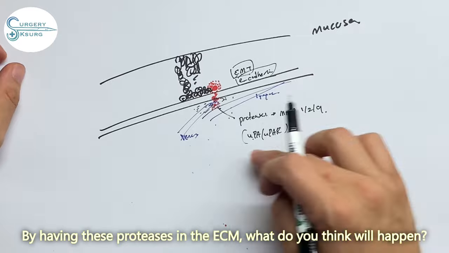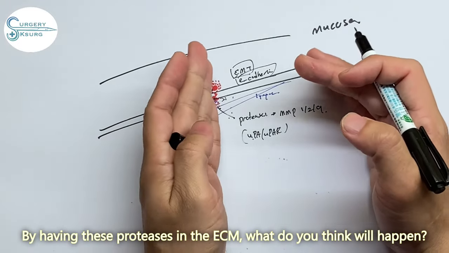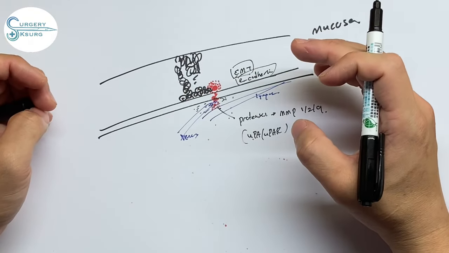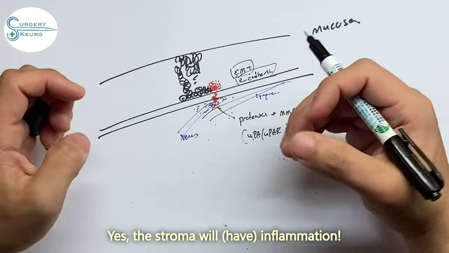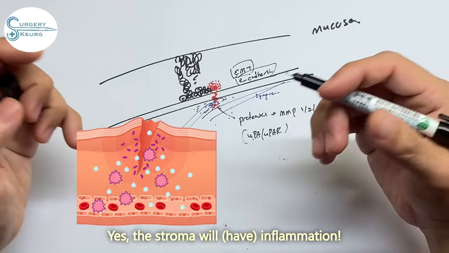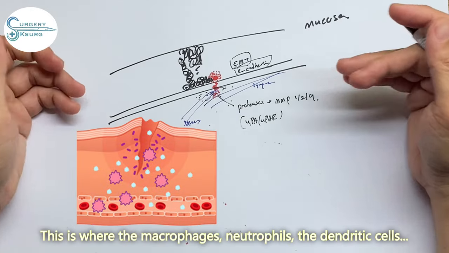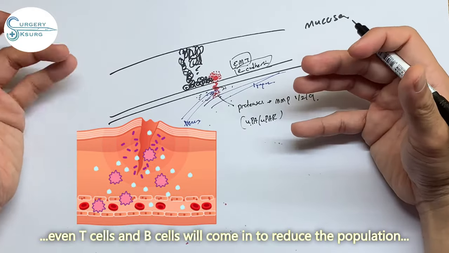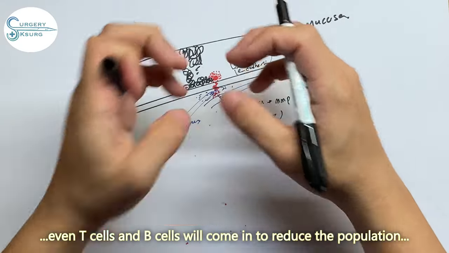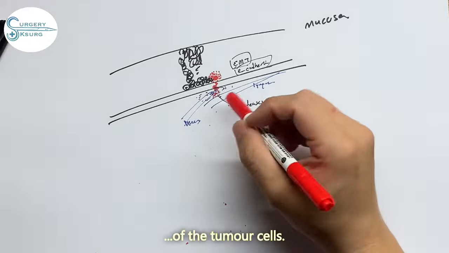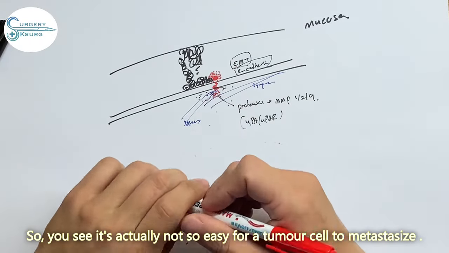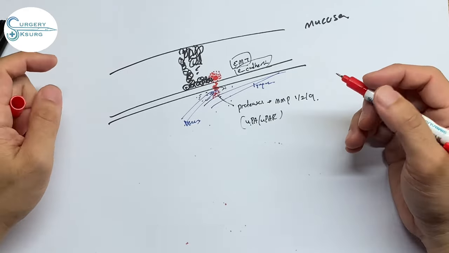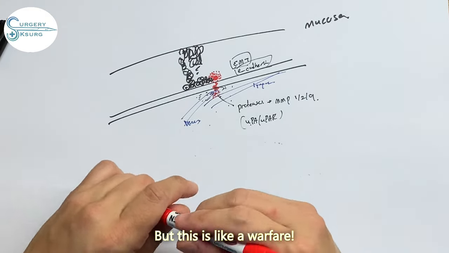By causing these proteases in the extracellular matrix, what will happen? Yes, stroma will cause inflammation. This is where the macrophages and neutrophils, the dendritic cells, even T cells and B cells will come in to reduce the population of the tumor cells here. So you see, it's actually not so easy for a tumor cell to metastasize. But this is like a warfare.